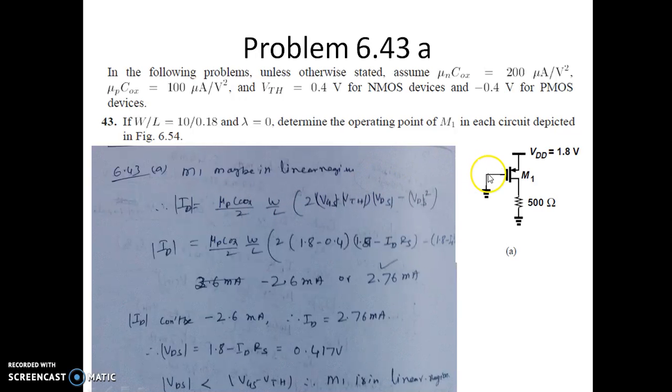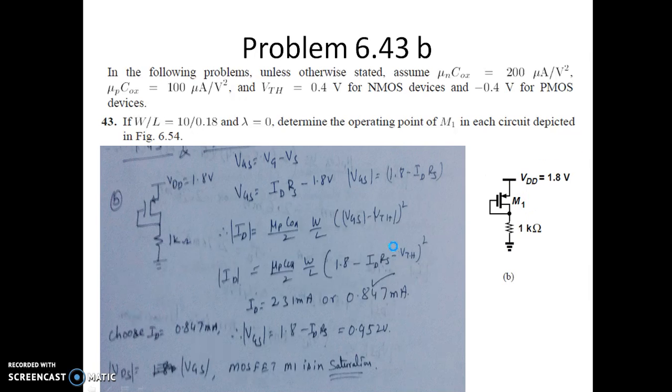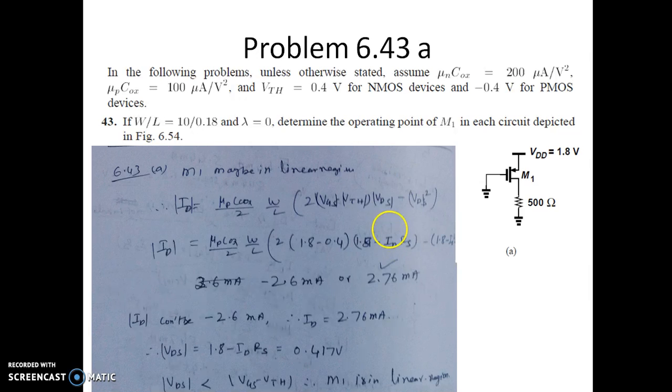So we know what is the value of VGS. VG is grounded, VS is at 1.8. Actually VGS happens to be minus 1.8, which is magnitude wise 1.8. V threshold magnitude is 0.4. So VDS happens to be the drain to source voltage, which is nothing but VDD minus ID into RD. Since we don't know the value of ID into this resistance 1K, we are substituting the value of VDS in terms of VDD minus this drop.